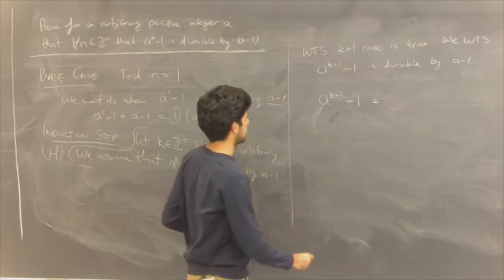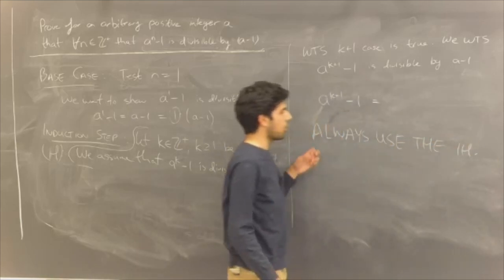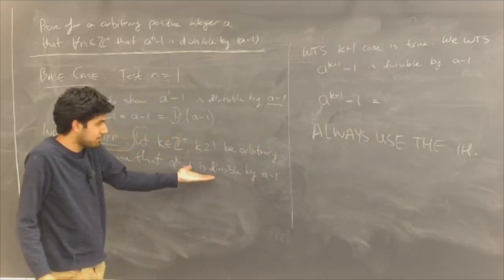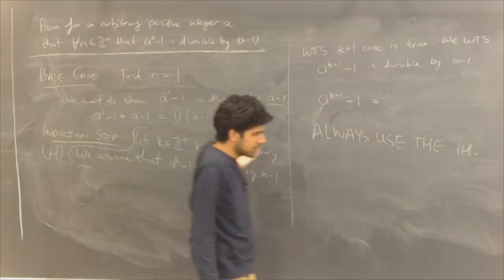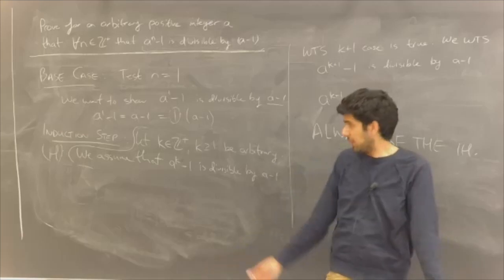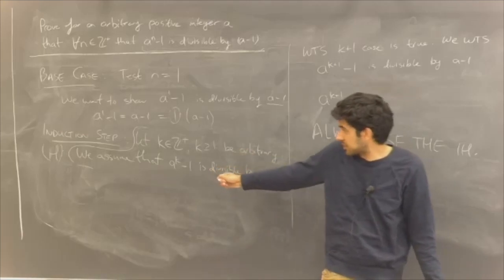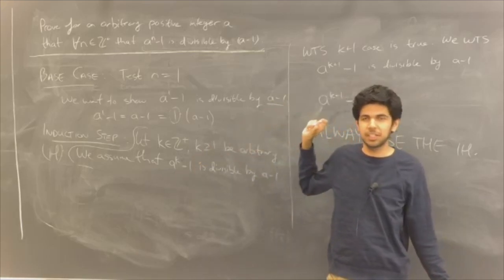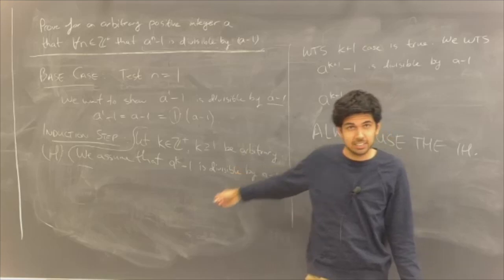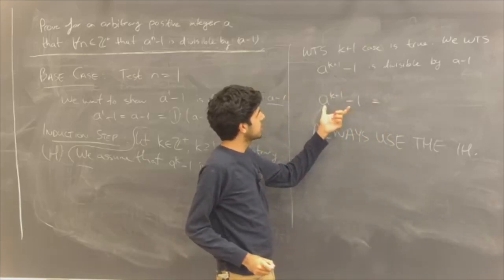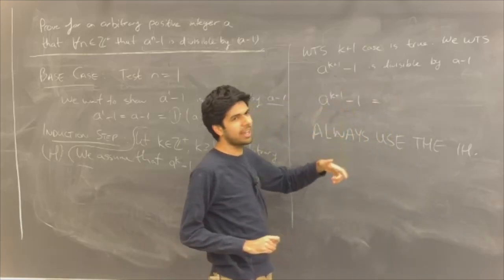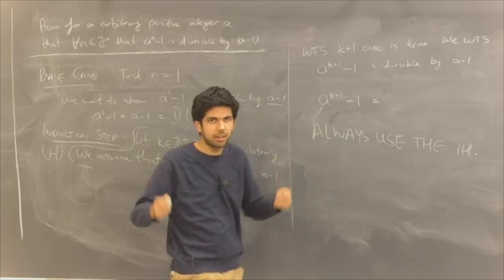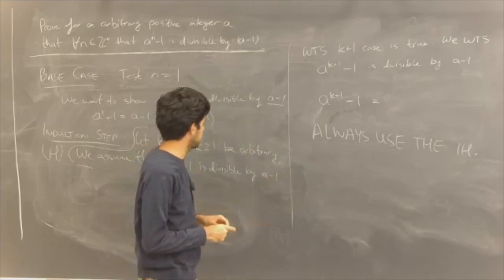In induction, we always use the induction hypothesis. We're making an assumption right here of something to be true. We better use that. Otherwise, what's the point? Right? We've done something so powerful. We've assumed a to the k minus 1 is divisible by a minus 1. We better, gosh darn, use that. So somehow we have to bend this in a way that we get a to the k minus 1 somewhere, so we can perform some sort of substitution.